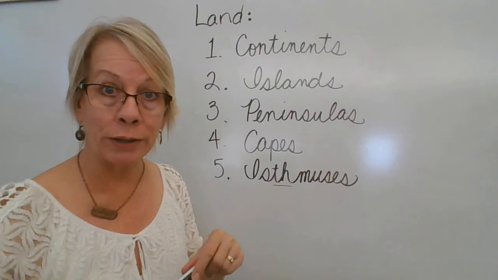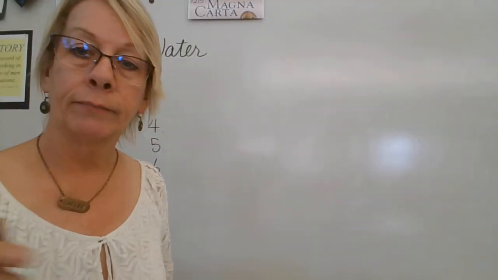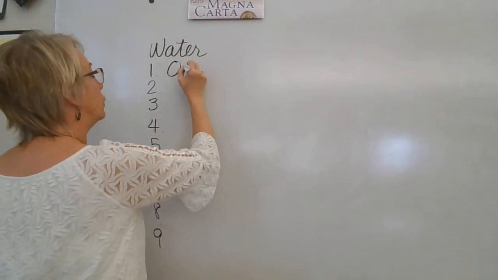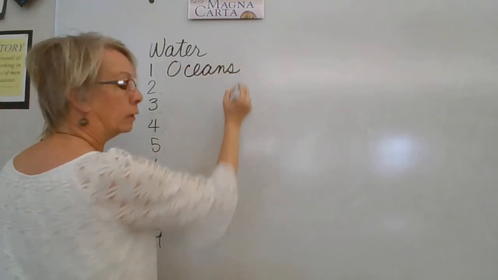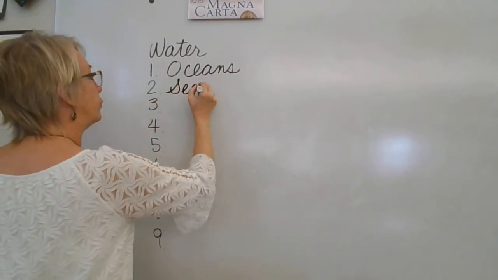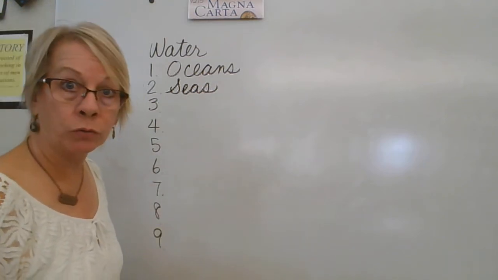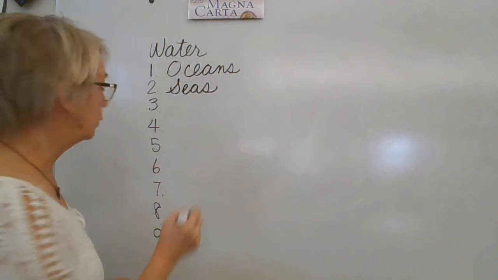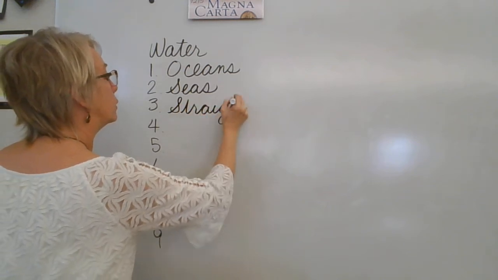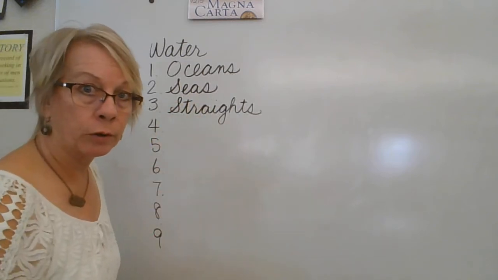Now I'm going to pause the video and write down the different labels we've come up with for different types of water formations. All right, I'll write them down while you do. The first one, well, we all know, oceans. Different from oceans a little bit are seas. We're going to learn about why some are oceans and some are seas in another lesson. We have straits. Like the Straits of Magellan that we learned about last year.